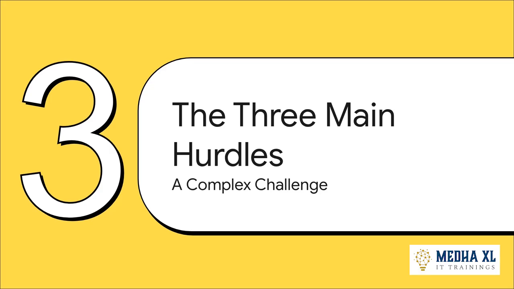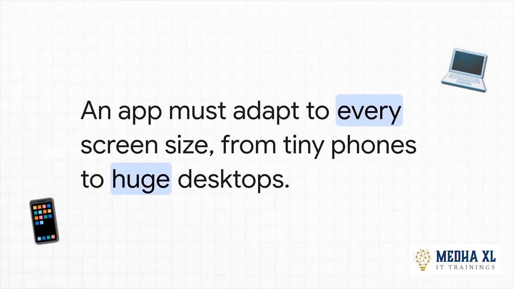To really get this right, software testers have to overcome three pretty big hurdles. First up, you've just got the physical hardware. I mean, think about the variety out there. You have these massive desktop monitors, you've got tablets of all shapes and sizes, and you have these tiny little phone screens. The app has to look good and work correctly on every single one.